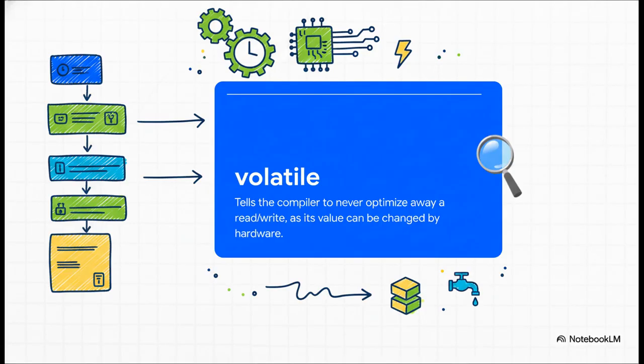And one last absolutely crucial piece of the puzzle is the volatile keyword. See, your compiler is really smart, and it loves to optimize your code. If it sees you writing to a variable twice, it might just get rid of one of them. But what if that variable is actually a hardware register? Volatile is your way of telling the compiler, hey, back off. This memory location can be changed by hardware at any second, so you are not allowed to optimize any of my reads or writes to it. Do exactly what I say.